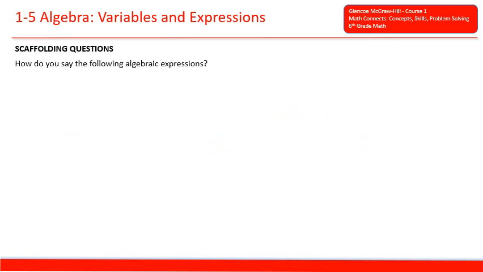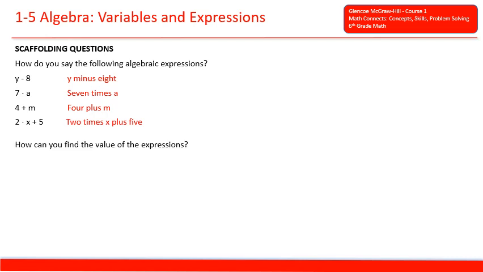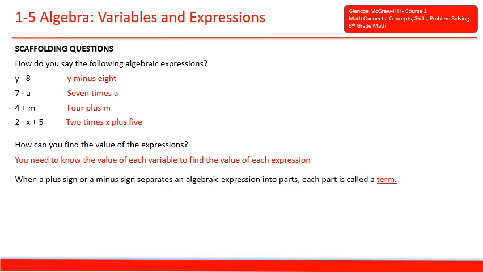Scaffolding questions. How do you say the following algebraic expressions? y minus 8. 7 times a. 4 plus m. 2 times x plus 5. How can you find the value of the expressions? You need to know the value of each variable to find the value of each expression. When a plus sign or a minus sign separates an algebraic expression into parts, each part is called a term.